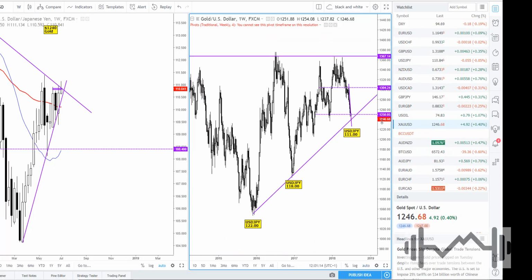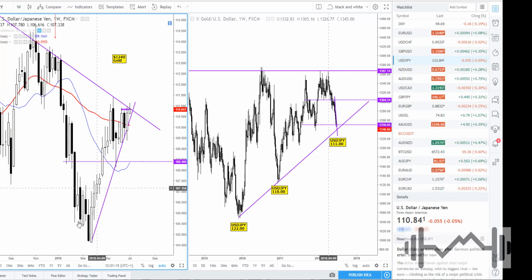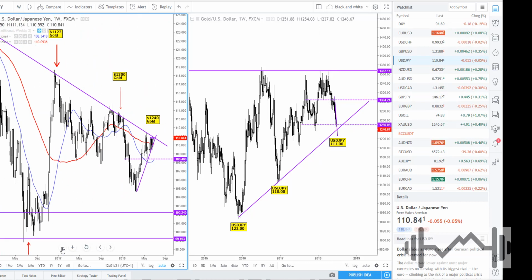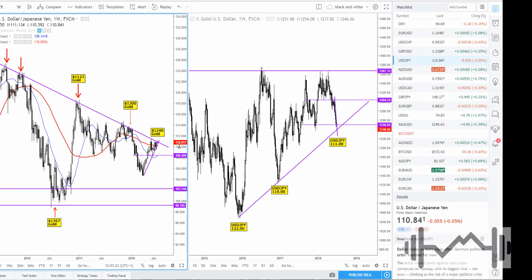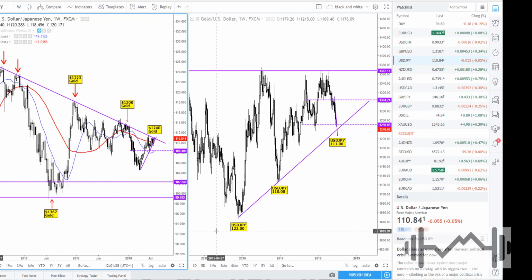We'll bring up the weekly chart on both and bring in the same time period. Let's move this one across, bring in the data, and make it so it's visible. Okay, so we can pretty much see everything right now.